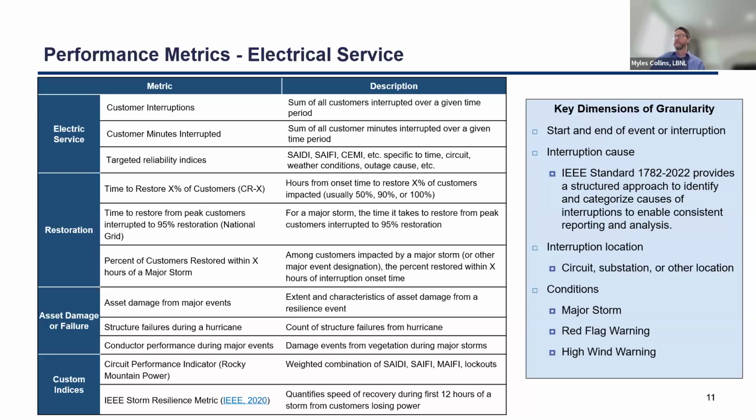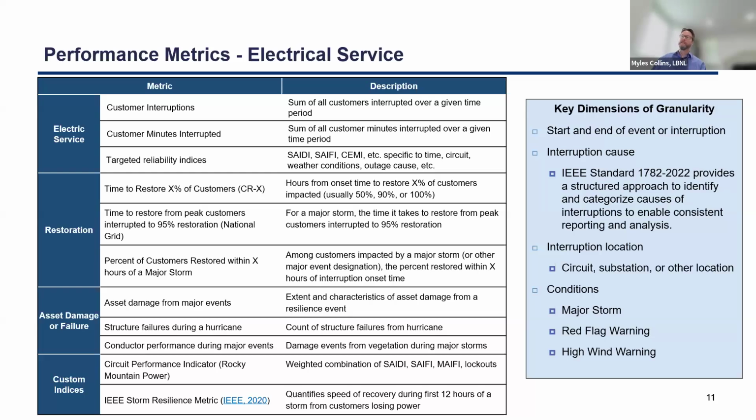So key dimensions of granularity, you see some of these on the right there. We would be looking at making sure we're looking at a metric for a particular time period. You could look at certain interruption causes. So IEEE standard 1782-2022 there has a structured approach for being able to put interruptions in the proper cause categories so you can have consistent reporting and analysis.